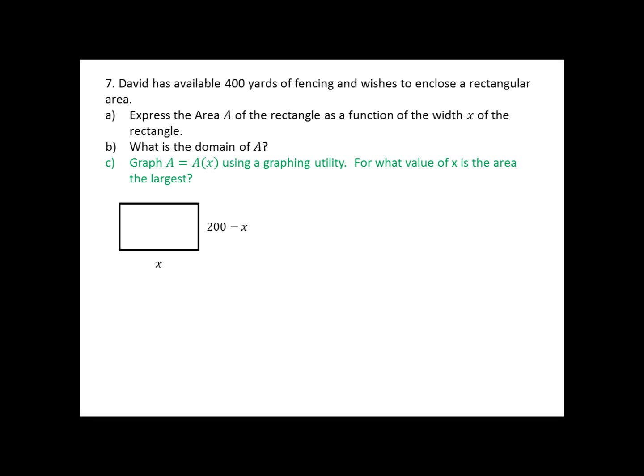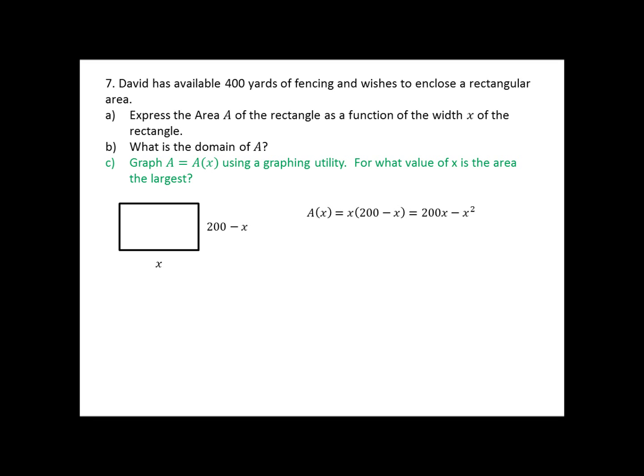First of all, we know that it's a rectangular field. The width is X. I've labeled that in a picture. If you stop and think about this, if the top and bottom of this rectangle are both X, then what's left for the two sides is 400, the total yards of fencing, minus 2X. So each side is half that, 200 minus X. Now I can simply find the area by multiplying X times 200 minus X, and I get my area function: A of X equals 200X minus X squared.